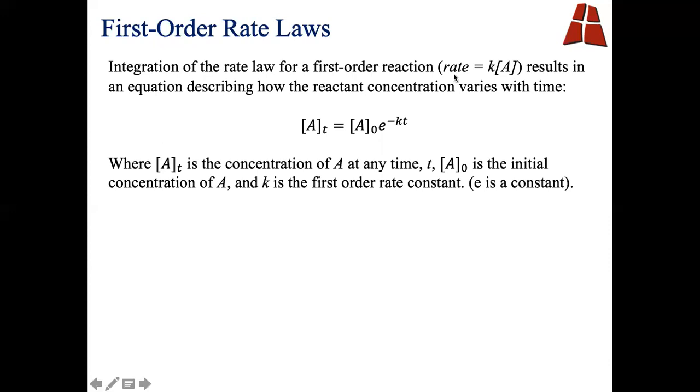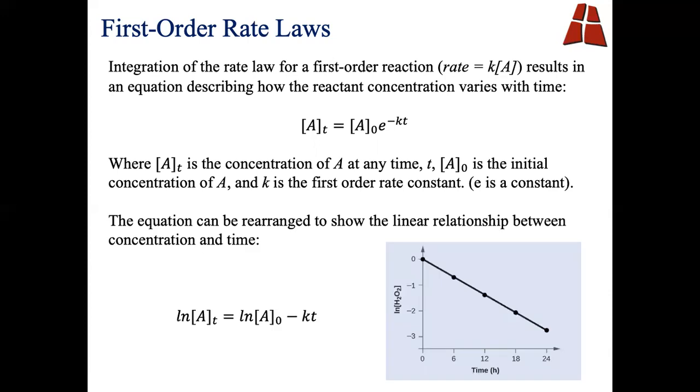So again, for a first order rate law that is not integrated, we have our rate is equal to k, our constant, times some reactant A and its concentration. And so if we integrate that, it turns into this expression where the concentration of our reactant A at any time is equal to the initial concentration times e, our mathematical constant e, raised to the negative kt. Again, k is the same k here, and t is time. Often that time is in seconds, but it can be in any units really.